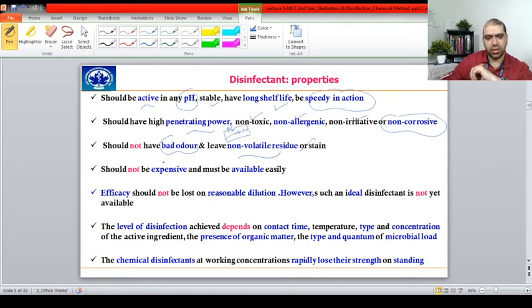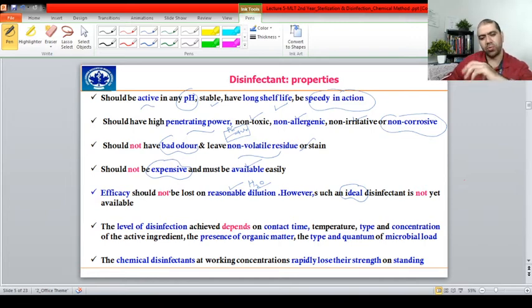Another thing is they should not be expensive, so that any hospital can use them at an economical rate, and they should be available readily in the market. Efficacy should not be lost by reasonable dilution. Whenever you use a disinfectant, you can dilute it with water. If you dilute it with water, it should not lose its efficacy. But as far as the ideal is concerned, the ideal disinfectant has not yet been available in the market.